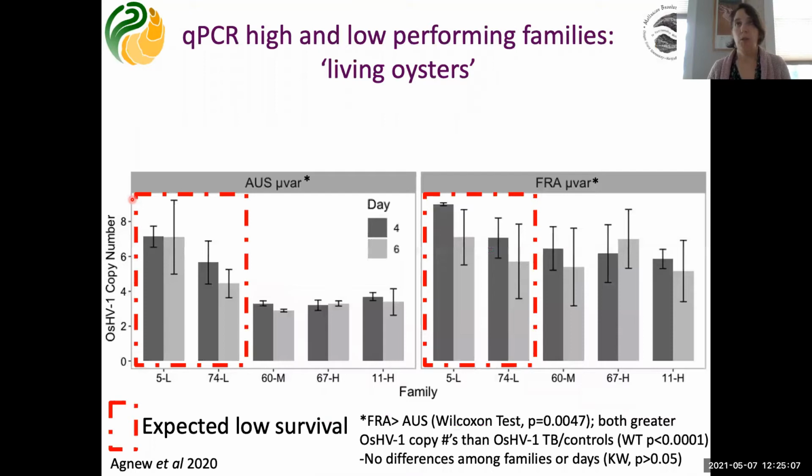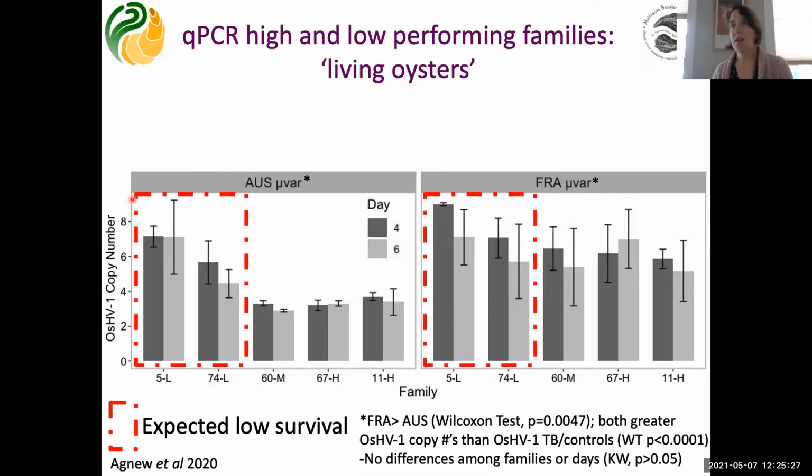So what about our qPCR data? One of the low surviving families was removed from this analysis. Remember the one I showed in the controls that didn't do very well. And I've squared out the ones that are expected to be low survivors.